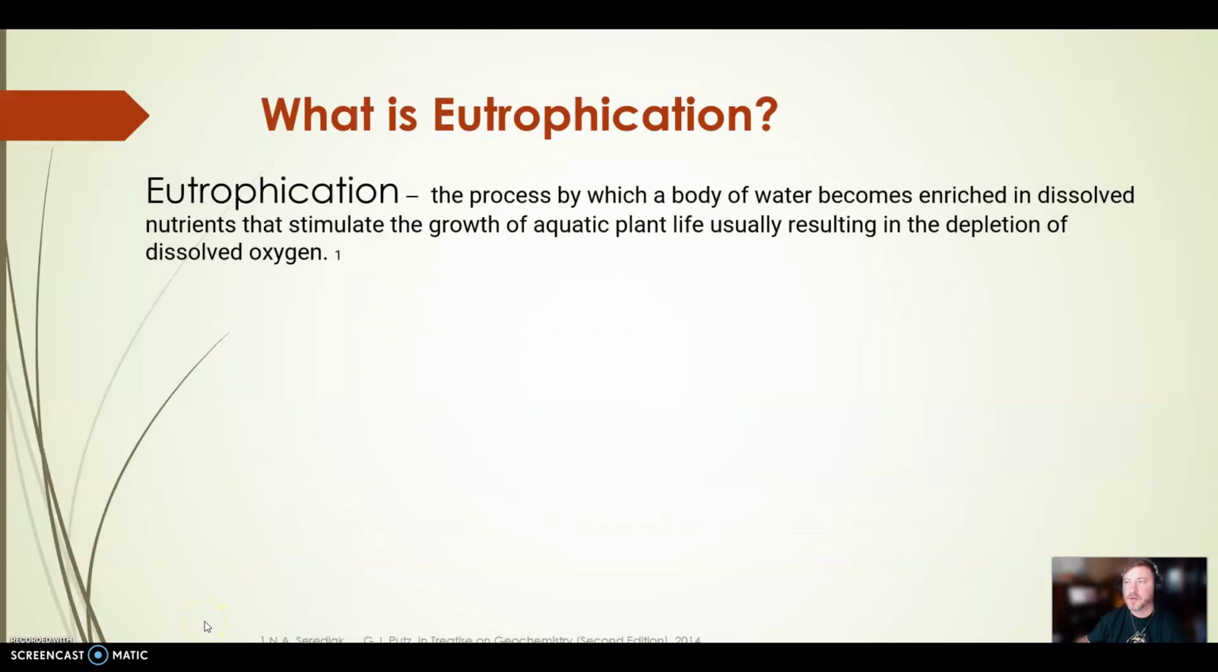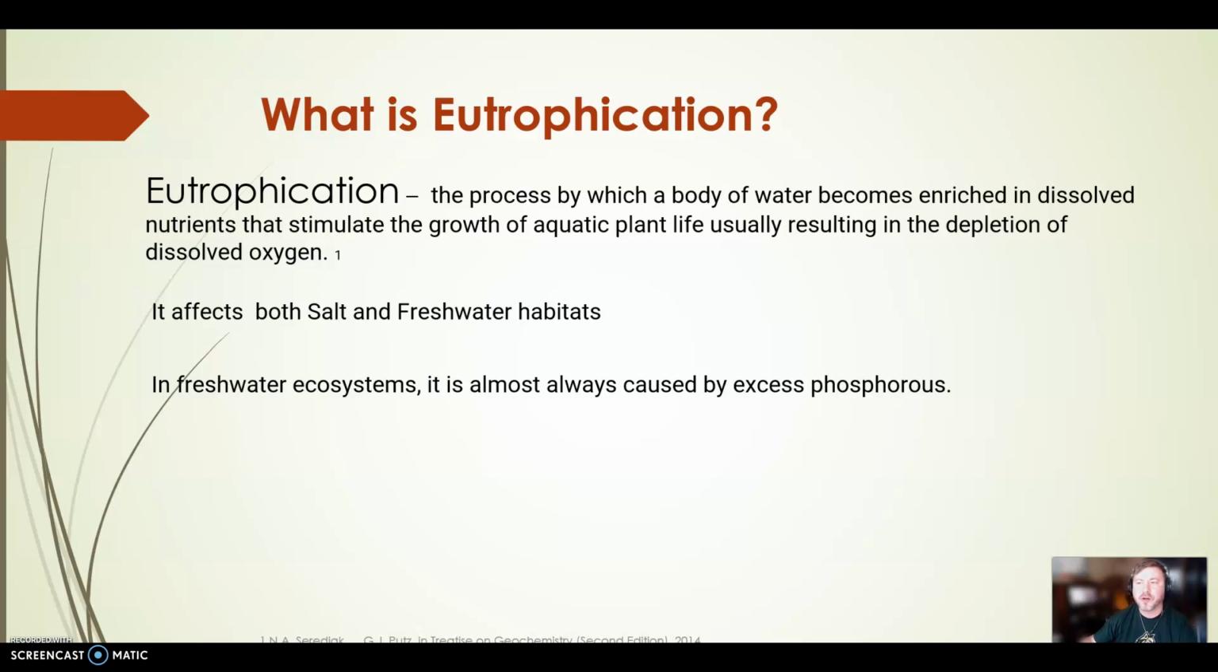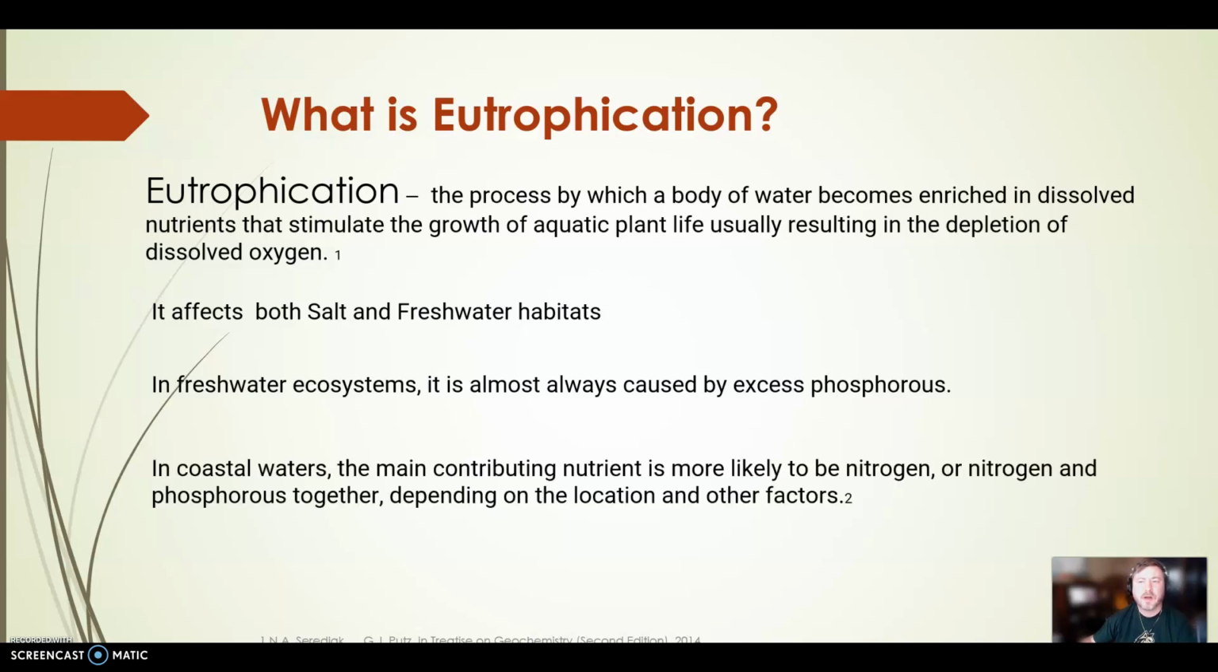What is eutrophication? Eutrophication is a process by which a water body becomes enriched in dissolved nutrients that stimulate the growth of aquatic plant life, usually resulting in the depletion of dissolved oxygen. It affects both salt and freshwater habitats. In freshwater ecosystems, it is almost always caused by excess phosphorus. And in coastal waters, the main contributing nutrient is more likely to be nitrogen or nitrogen and phosphorus together, depending on the location and other factors.